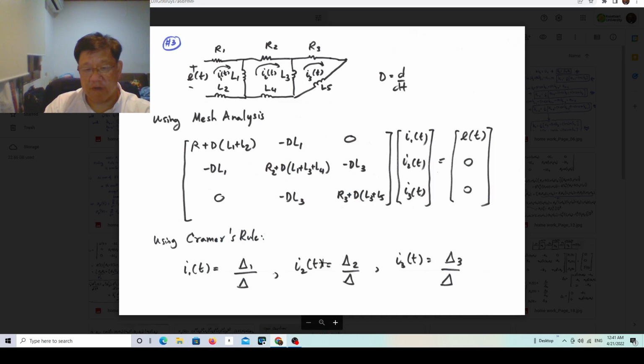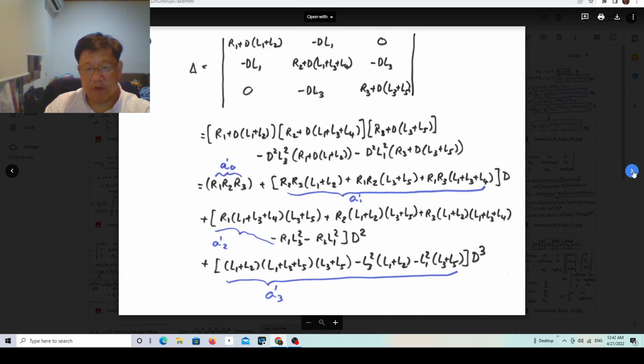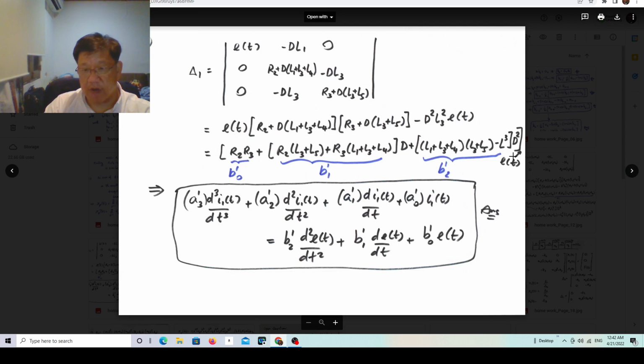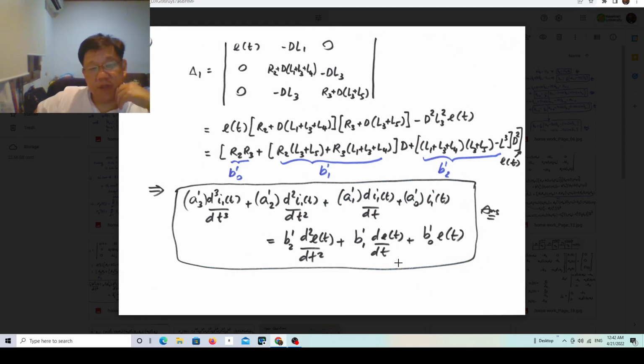In delta 1, for example, you have the input function e at time t. So the difference will be the right hand side. Therefore, in terms of analysis, the complementary solution of I sub 1, I sub 2 and I sub 3 is the same. You just perform the analysis once for I sub 1, and you can use it for I sub 2 and I sub 3 in general form. The difference will be I sub p of t, the particular solution, because the right hand side changes and is not the same for I sub 1, I sub 2 and I sub 3.